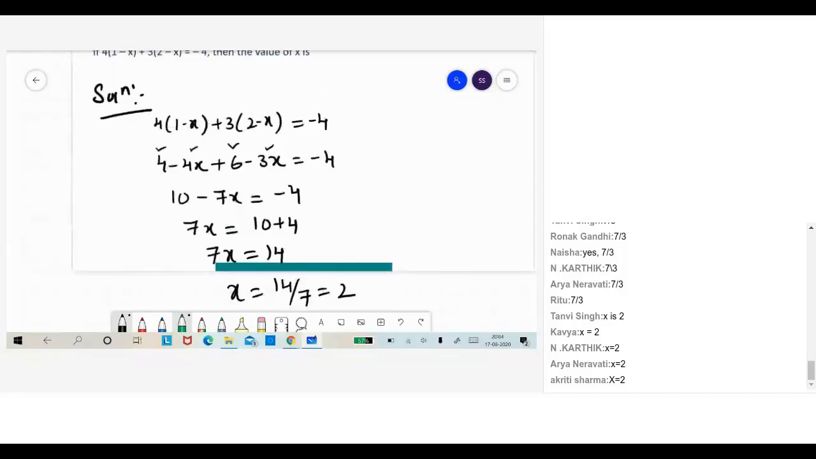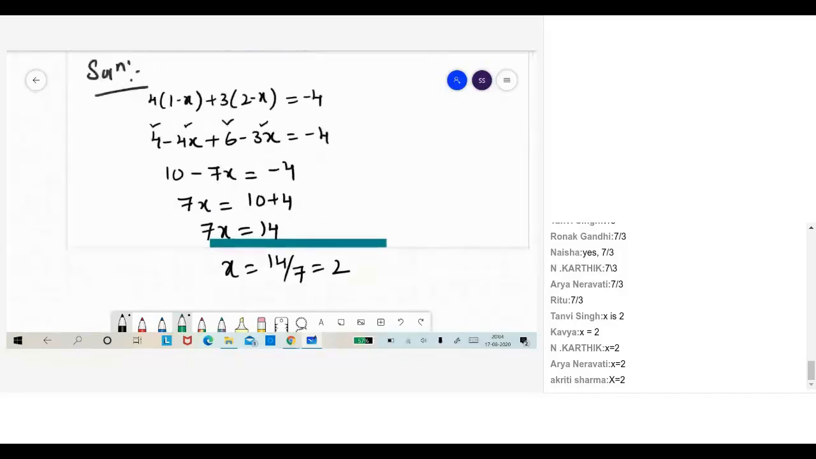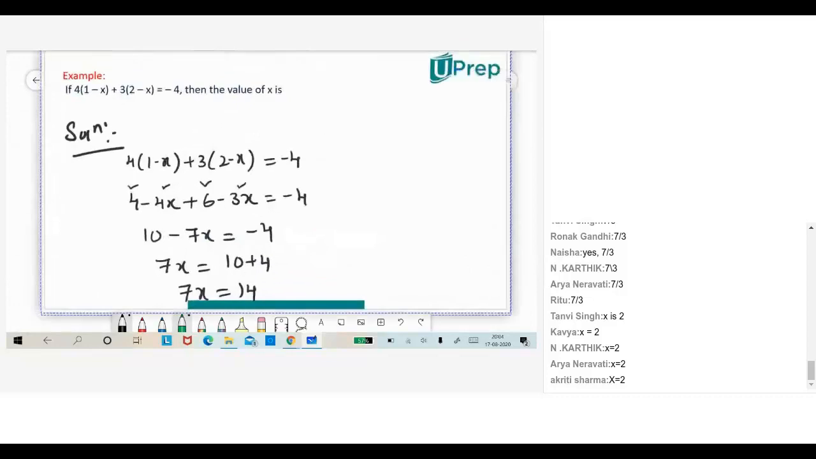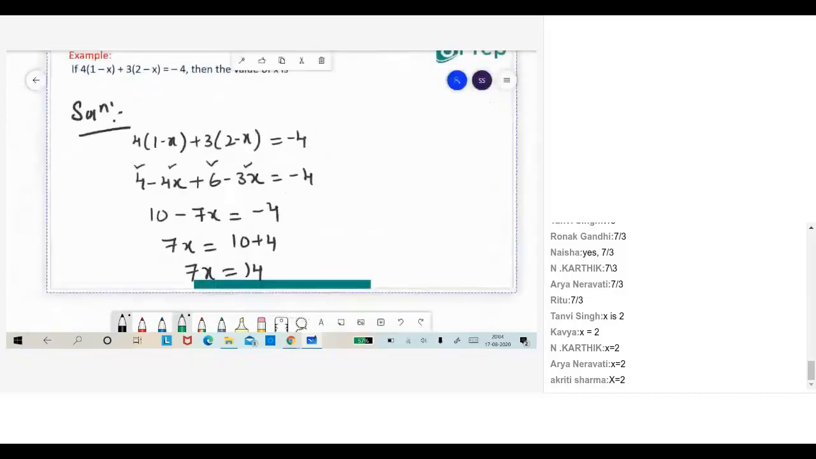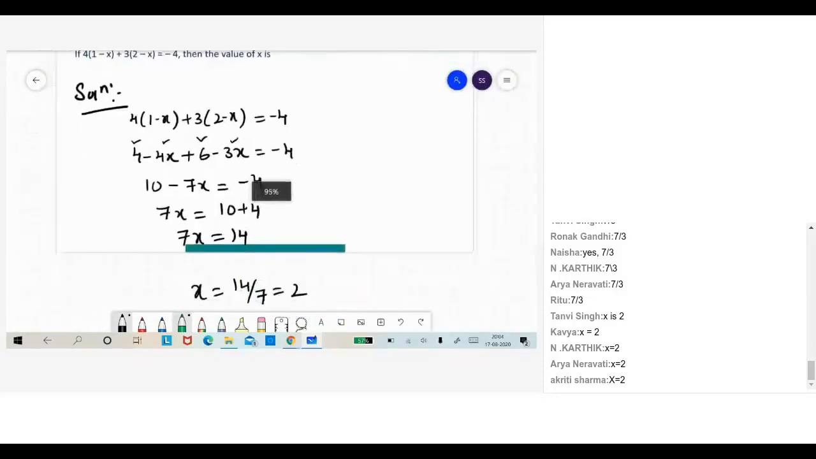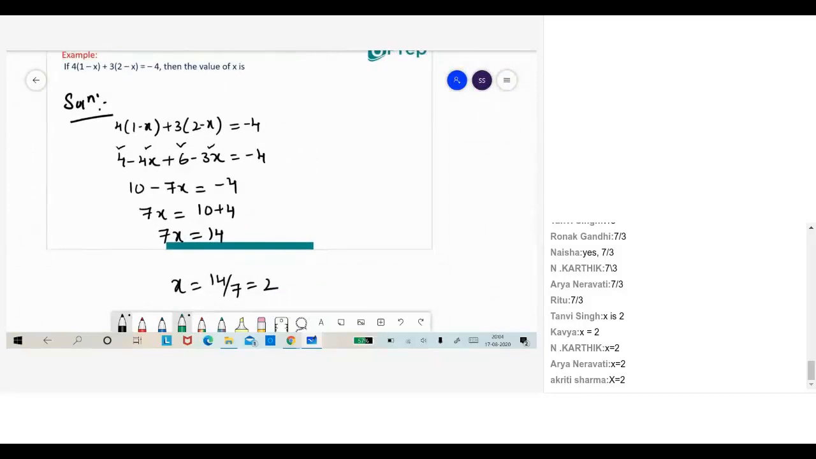Simple question. What do you do? Here, first multiply the term outside with the terms inside the bracket. That is 4 into 1 is 4. Then you have 4 into minus x is minus 4x. Then plus, you have 3 into 2 is 6. 3 into minus x is minus 3x, which is equal to minus 4.